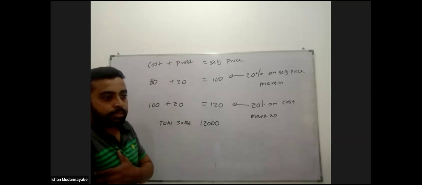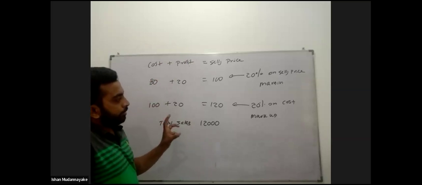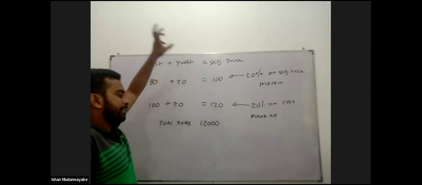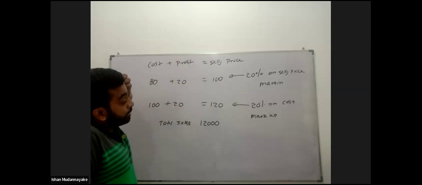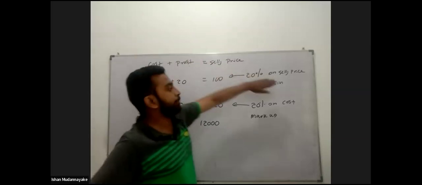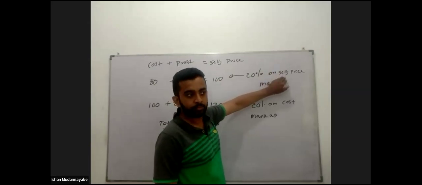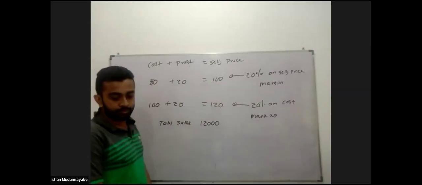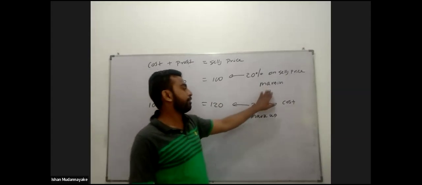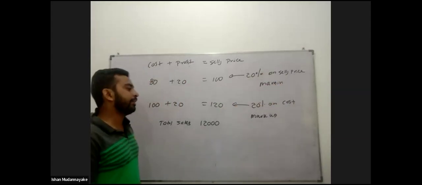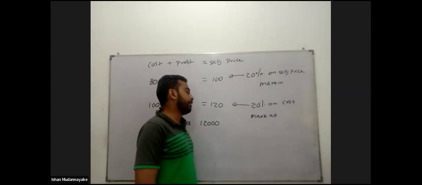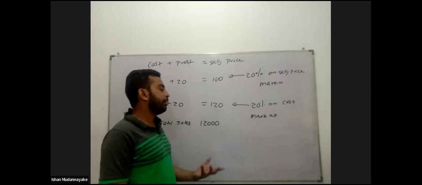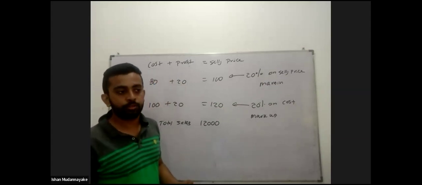Sometimes the examiner also calculates selling price based on 20% on selling price. On selling price, then selling price 100, profit 20, cost 80. That is called margin. Another method is that sometimes the examiner calculates the selling price of the product by adding 20% on cost.